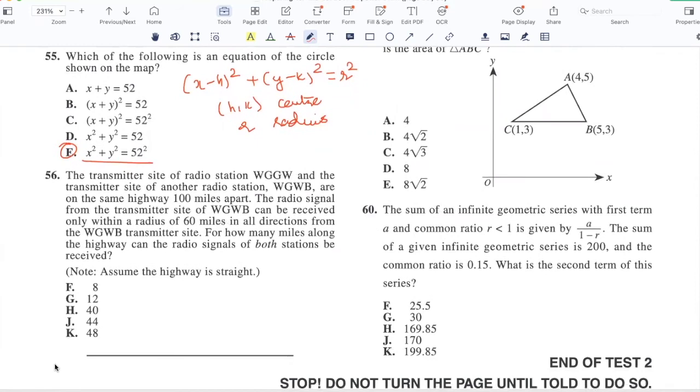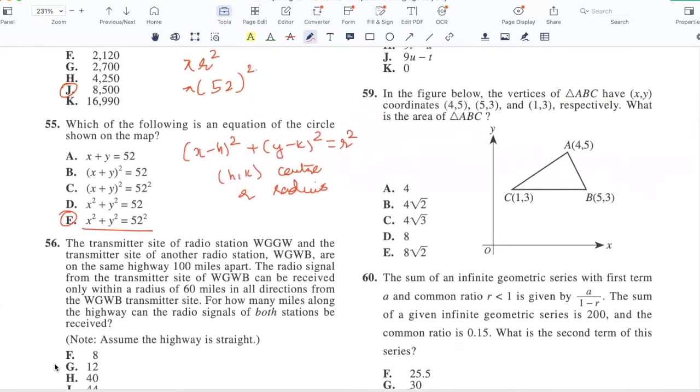The transmitter site of radio station WGWB and the transmitter site of another radio station are on the same highway, 100 miles apart. The radio signal from the transmitter site of WGWB can be received only within a radius of 60 miles in all directions from this transmitter site. For how many miles along the highway can the radio signals of both stations be received? Okay, assume the highway is straight.